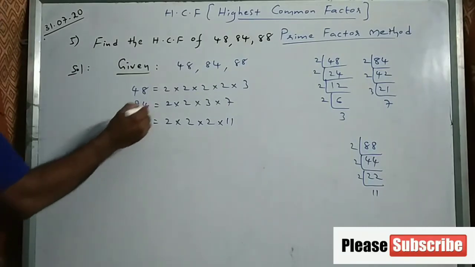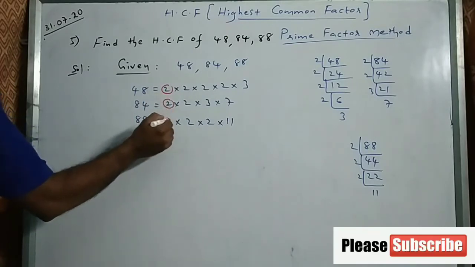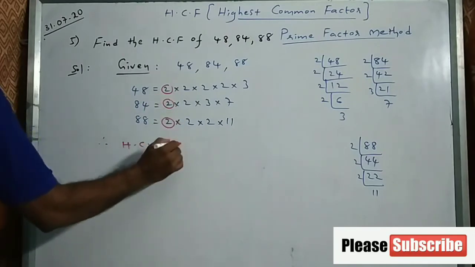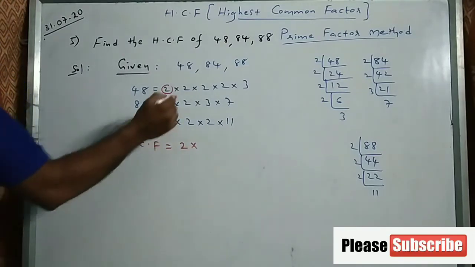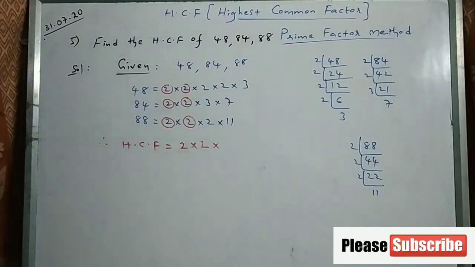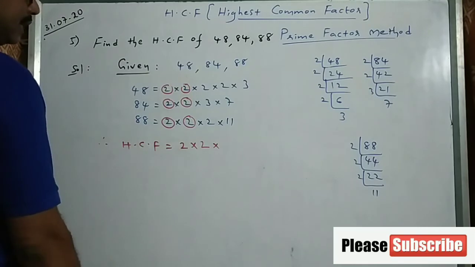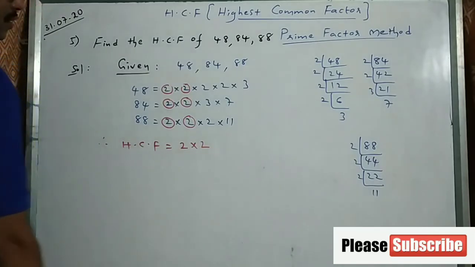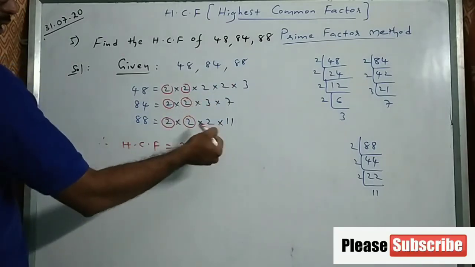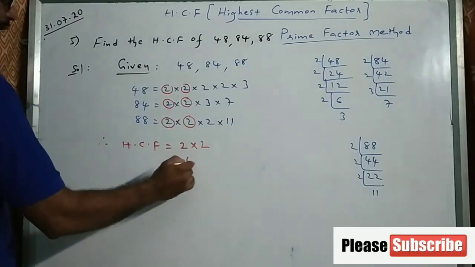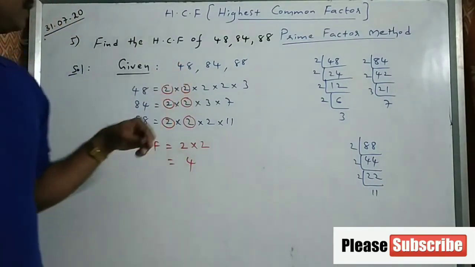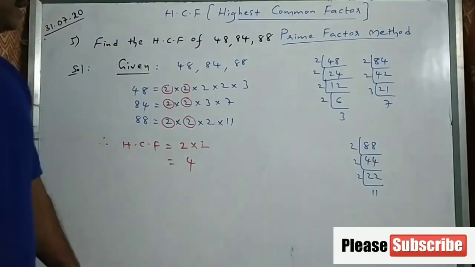Now find out common factors, right? 2, 2, 2 is there, right? Therefore, HCF is equal to 2. Again, 2, 2, 2, one more 2 into. 3 is there? No. 2, 2, 2 not there. 3 not there. 7 not there. So 2 2s are 4. So 4 is the highest common factor of 48, 84 and 88.